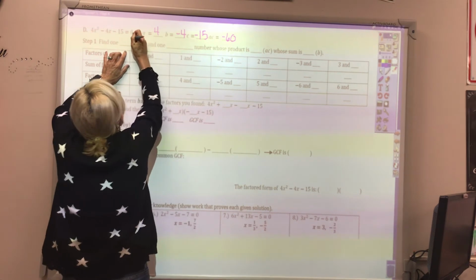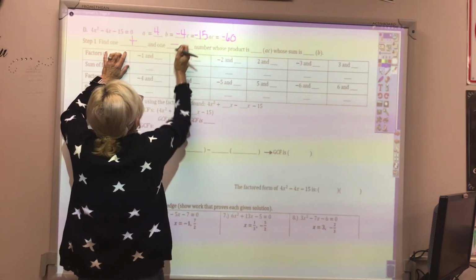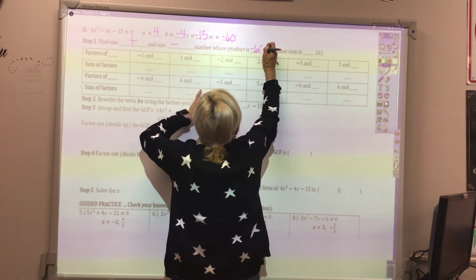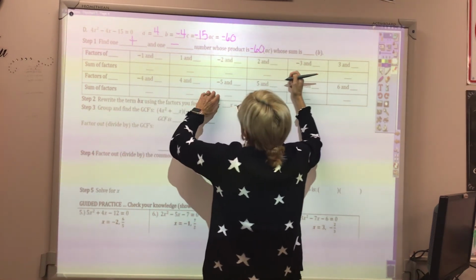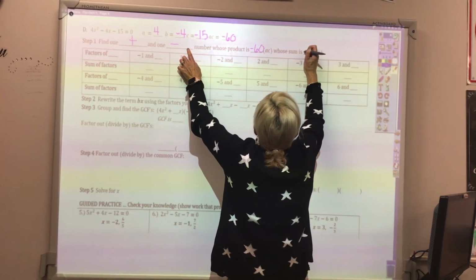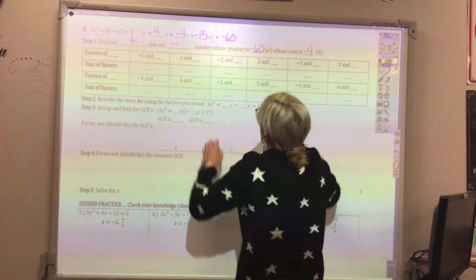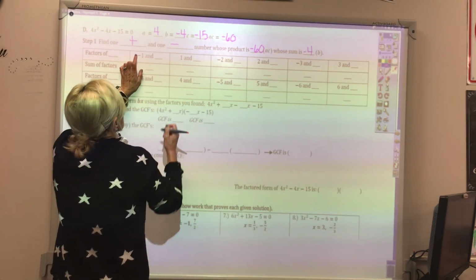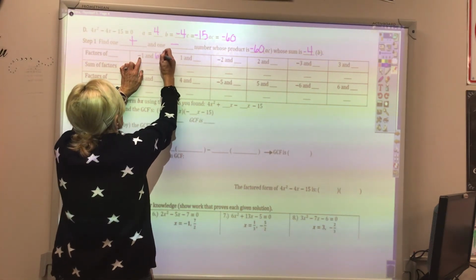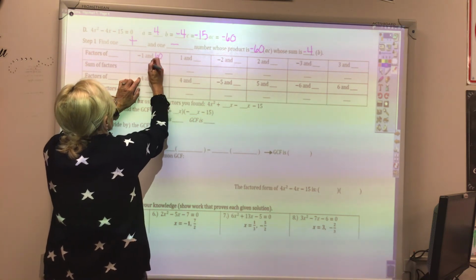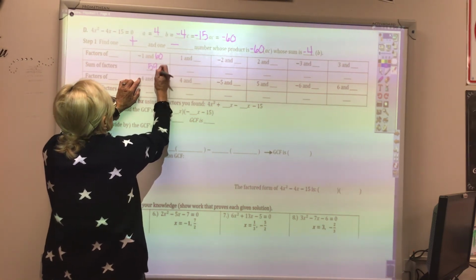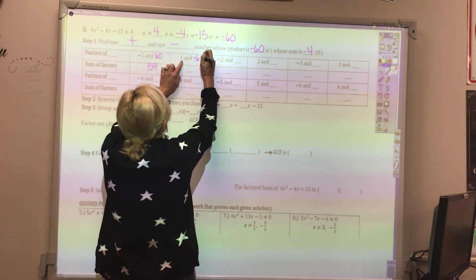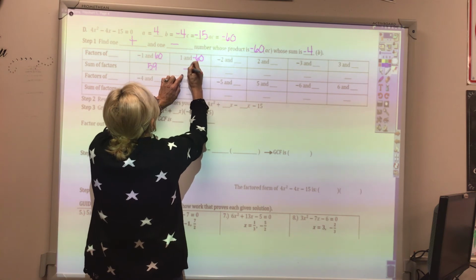So we want one positive and one negative number whose product is negative 60 and whose sum is B, which is negative 4. So again, you can fill in numbers, negative 1 and 60. Let's just go ahead and add those while we're at it. That would be 59. Again, we're looking for negative 4. 1 and negative 60 would be negative 59.